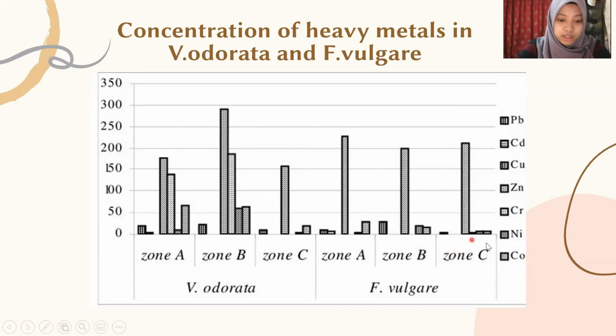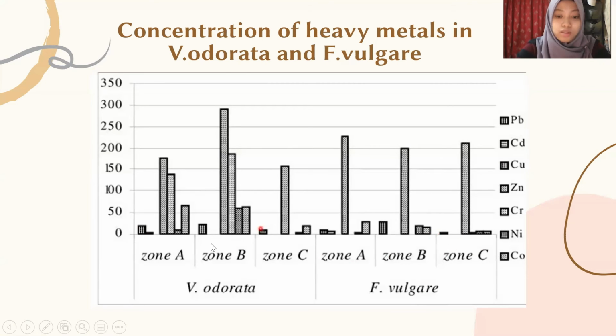Meanwhile, the minimum concentration comes from F. vulgare from zone C, where the concentration for the Cr metal is 1.61 microgram per gram. The empty part here is the value for the Cu metal. As you can see, this is empty, so there is no presence of Cu in three different zones of F. vulgare plant. In F. vulgare plant, there is also presence of toxic metals, the Pb and the Cd metal, and F. vulgare from zone C has exhibited the lowest concentration of Pb, which is 3.26 microgram per gram.